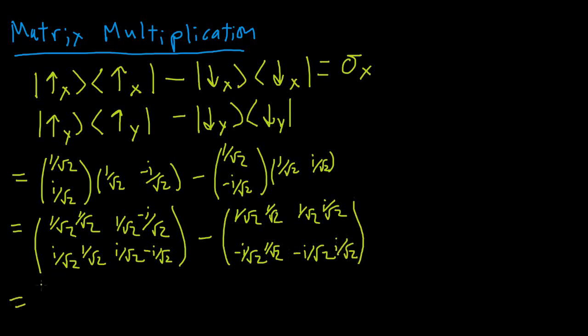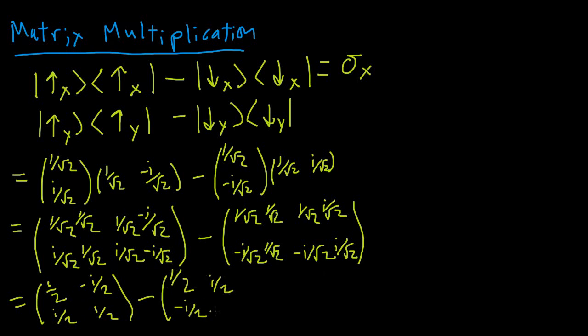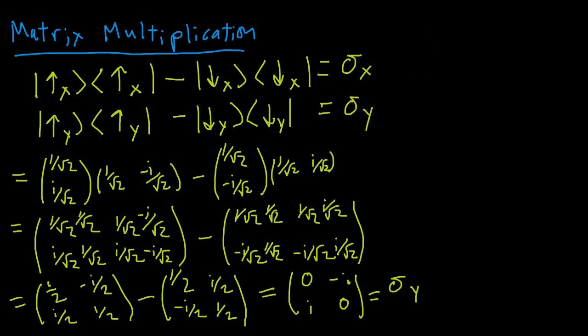And this is equal to a half minus i over 2, i over 2, and then 1 over 2 minus a half, i over 2, negative i over 2, and then 1 over 2. And that is just equal to 1, it's just equal to 0, negative i, 0. Oh my god, it's sigma sub y equals sigma sub y, which is exactly what we wanted.